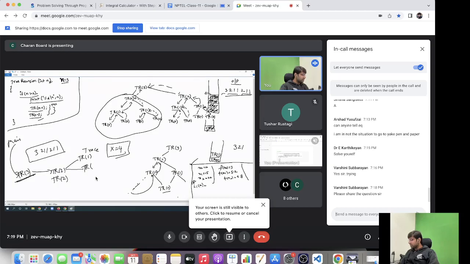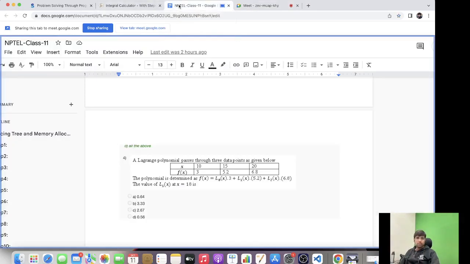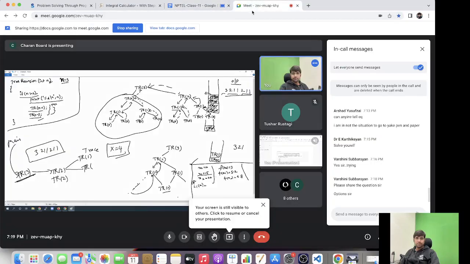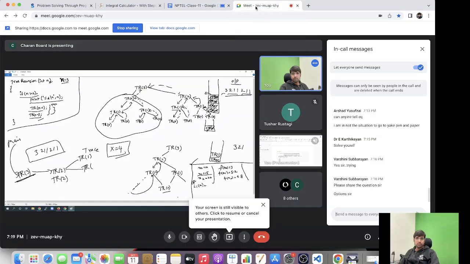So the Lagrangian of x1 is, so, options? So you want options? The options are 0.64, 3.33, 2.67, and 0.56. Anyway, I will try to solve it.